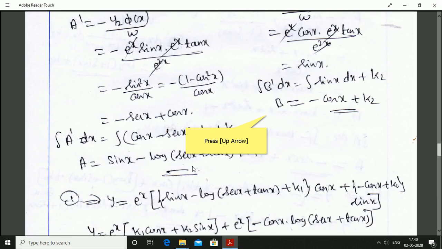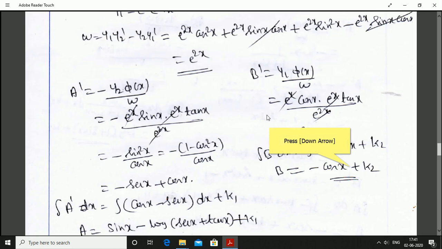Sin square x I have written as 1 minus cos square x, because we need to convert it into an integrable function. Minus 1 by cos x is minus secant x. Minus into minus is plus, cos square x divided by cos x is cos x. On integration, integral of cos x is sin x, minus integral of secant x is logarithm of secant x plus tan x, plus k1.